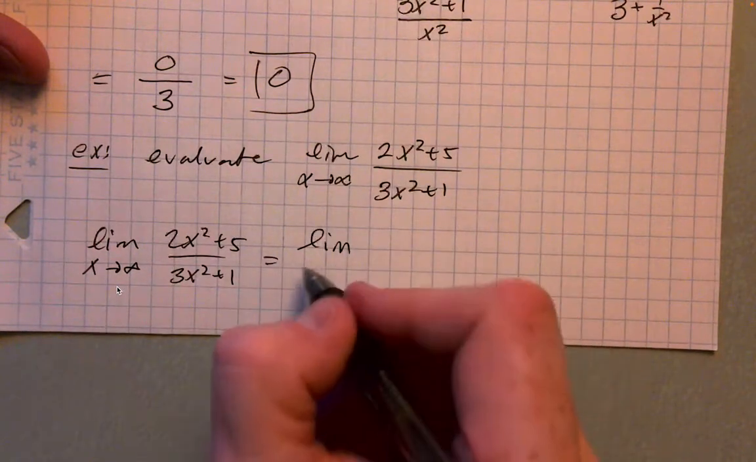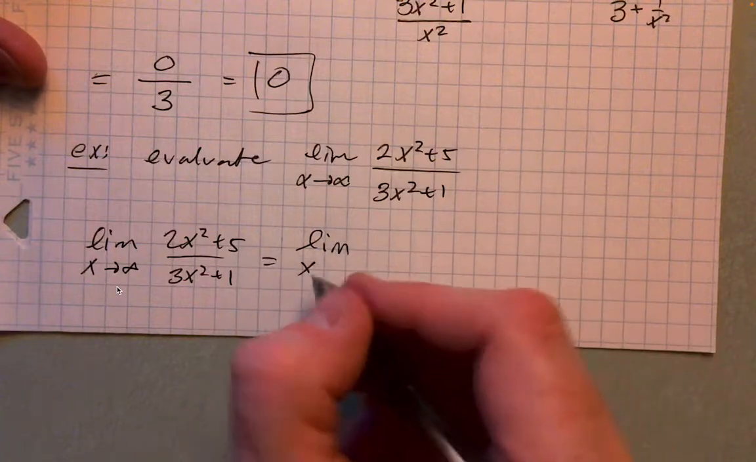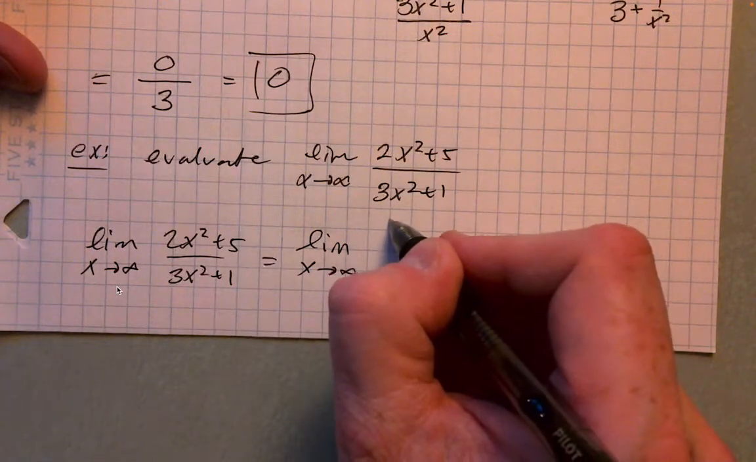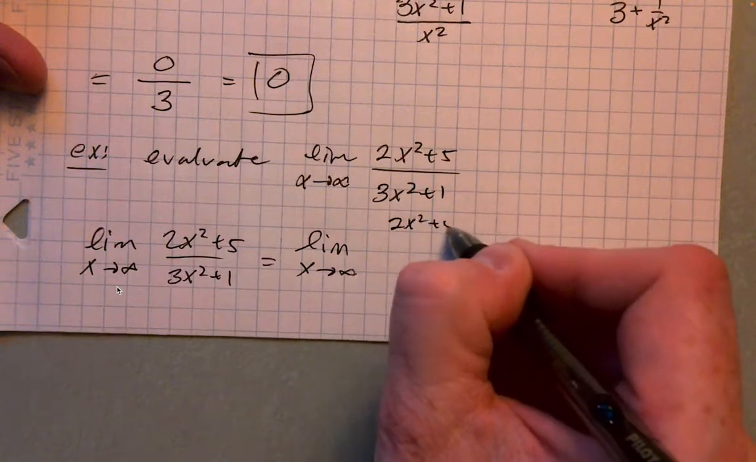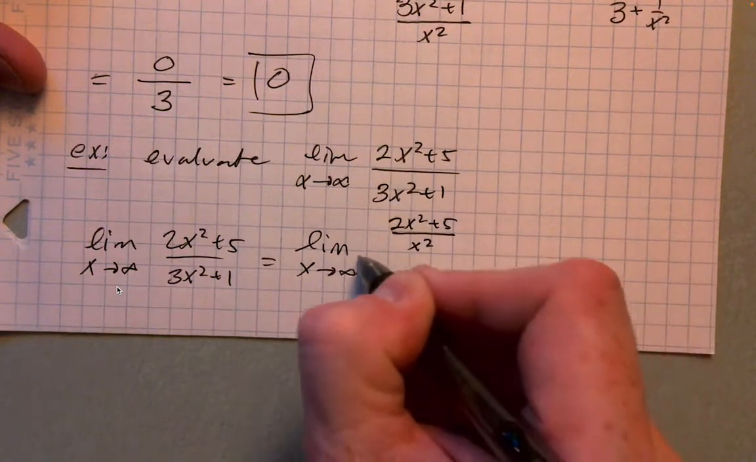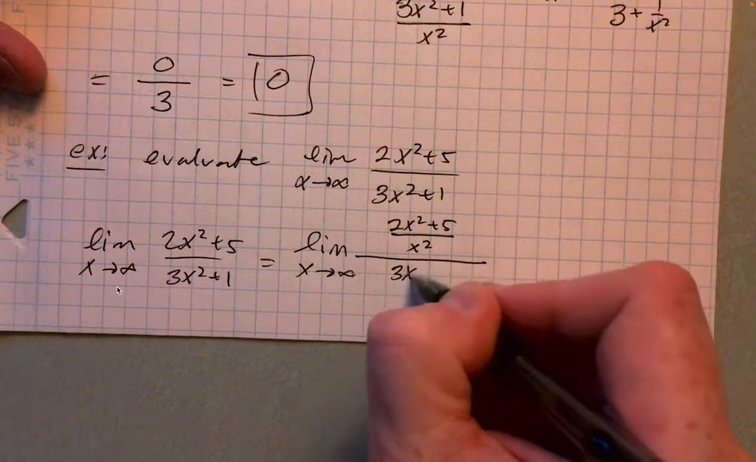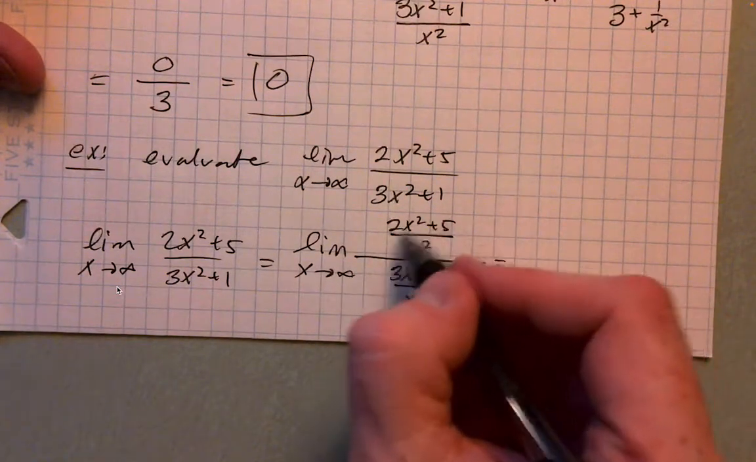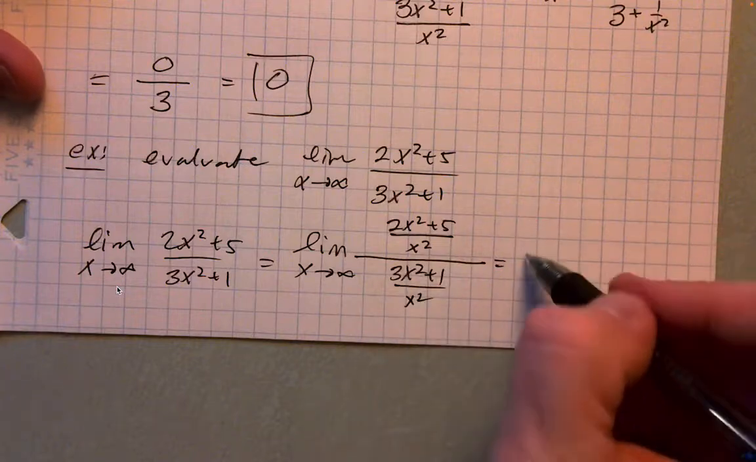And so here we can use the trick. We can divide everything by x squared, and we would get 2x squared plus 5. I'll just be a real stickler and rewrite everything. 3x squared plus 1 over x squared, right? Just so you can see that these will totally cancel, those will totally cancel.